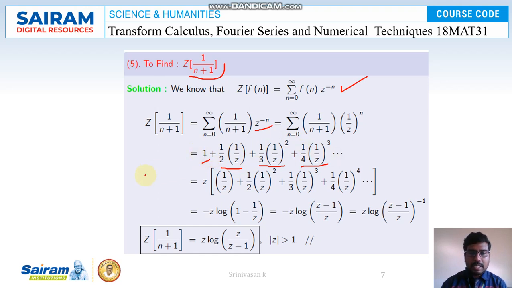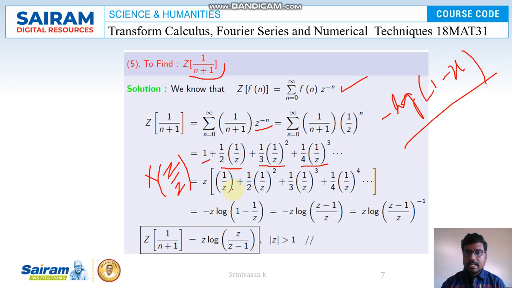So here I multiply z by z, and I am taking 1 divided by z inside. In this term I am taking 1 by z inside. We get 1 into 1 by z plus 1 by 2 into 1 by z square, plus 1 by 3 into 1 by z power 3 plus 1 by 4 into 1 by z power 4. Now I know the formula, x plus x square by 2 plus x cube by 3 plus x power 4 by 4, that is equal to minus log 1 minus x.